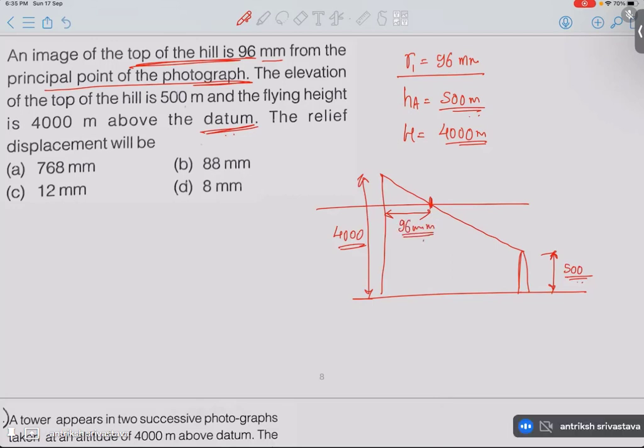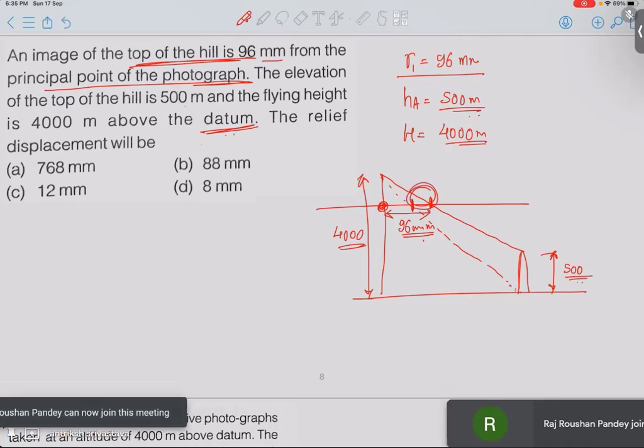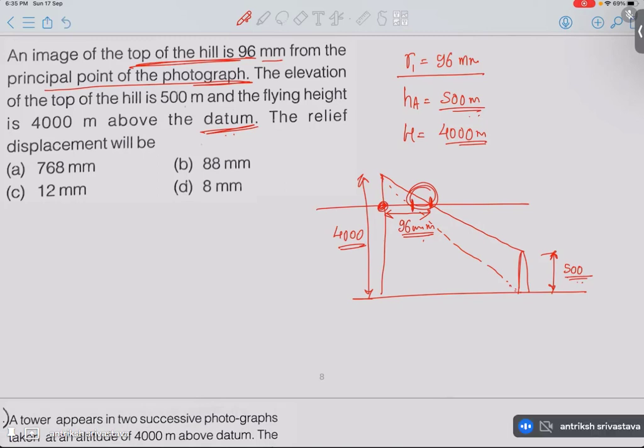So what is asked? What is the relief displacement? That means if we were to identify the location of the bottom from the principal point, then what is the difference between these two things, or the height of the tower in the photograph? That is asked of us. So here is the little bit tricky part. We see, if we look at this carefully.